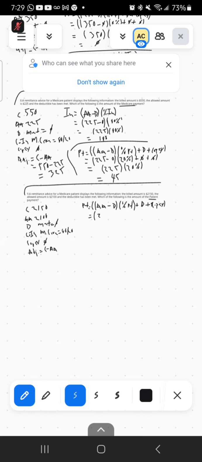The allowed amount is 2100 minus 0 times patient is 20%, plus deductible, in this case 0, plus copayment, in this case 0. So 2100 times 20%. Take out your calculator. 2100 times 20%.